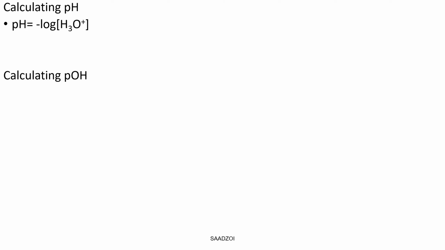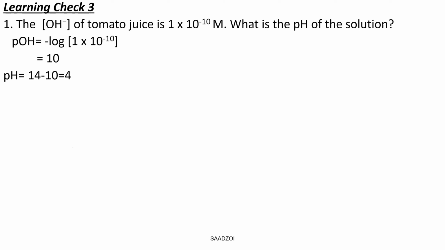Calculating pH, once again, is the negative log of hydronium. Calculating pOH is the negative log of hydroxide. pH plus pOH equals 14, which we'll use in a second. So the hydroxide of tomato juice is 1 times 10 to the negative 10. What's the pH of the solution? The first thing we want to do, when they give you a question where they don't give you hydronium, is find the fastest way to figure out your pH.